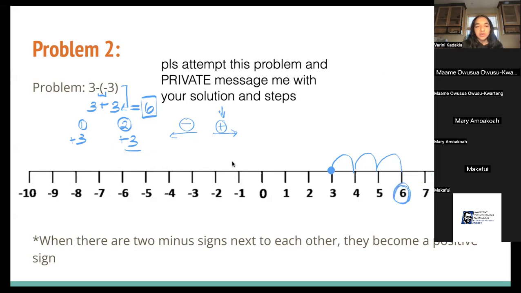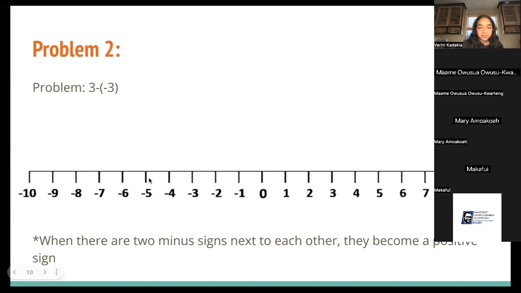Does that make sense for everyone? So you could either just sum this up like 3 plus 3, or you can use the number line if you need some visual help. Everyone understands? Okay, I'm gonna take that as no questions. So we're gonna move on. So the answer is 6.